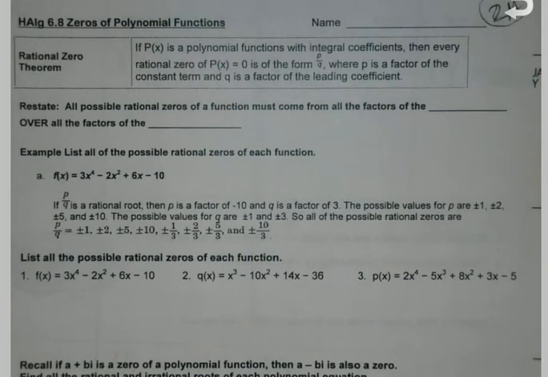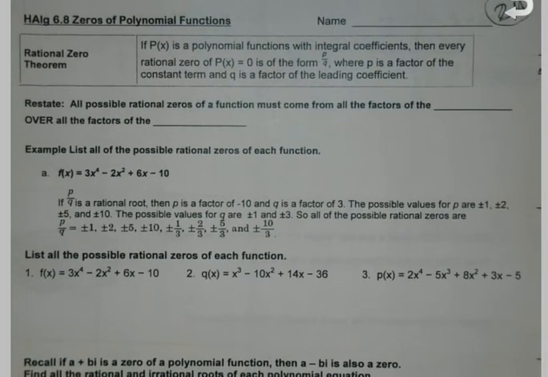All right, heading down the home stretch here of Unit 3, zeros of polynomial functions. The main reason that we're going to show you how to do some of this with possible rational zeros at the top is to show you how fortunate you are to have calculators now.